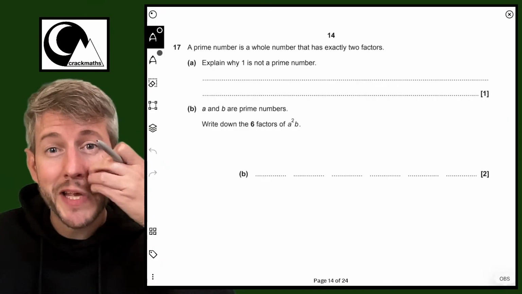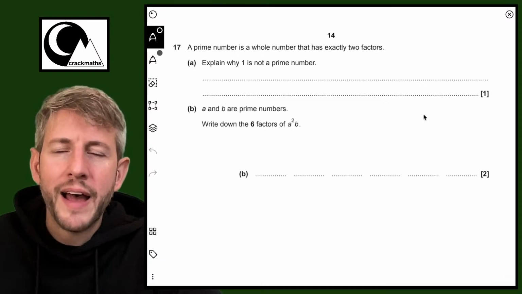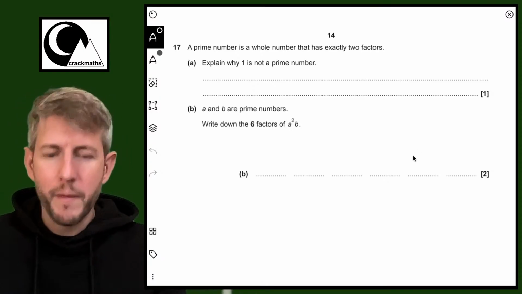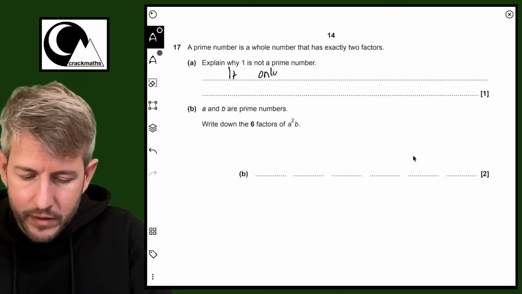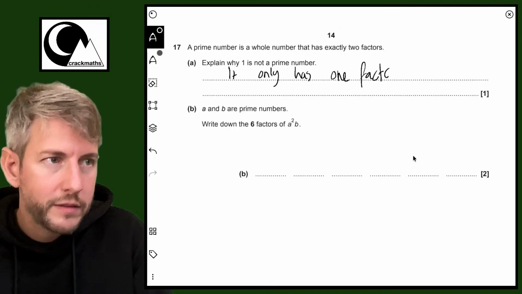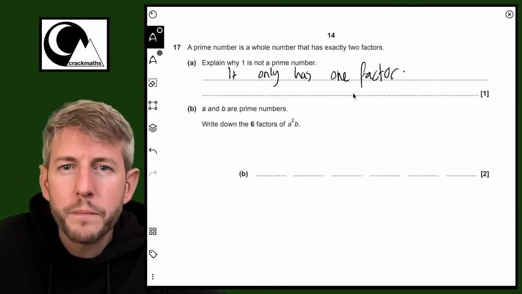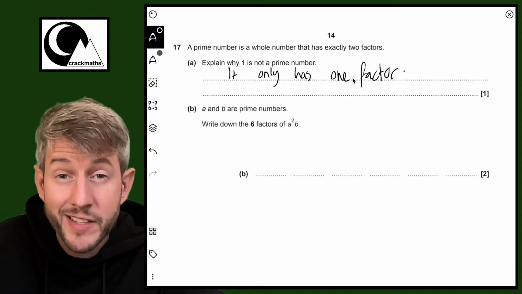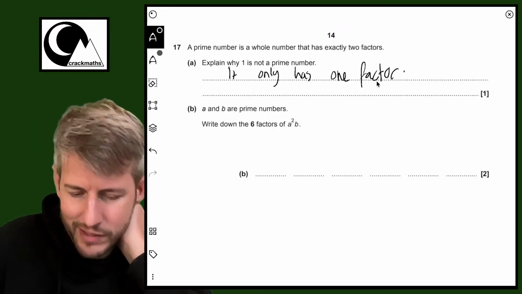Right, question 17. This says a prime number is a whole number that has exactly 2 factors. Explain why one is not a prime number, because it only has one factor. Here we go, that's 17a. And then part B, we've got a and b are prime numbers. Write down the 6 factors of a squared times b.